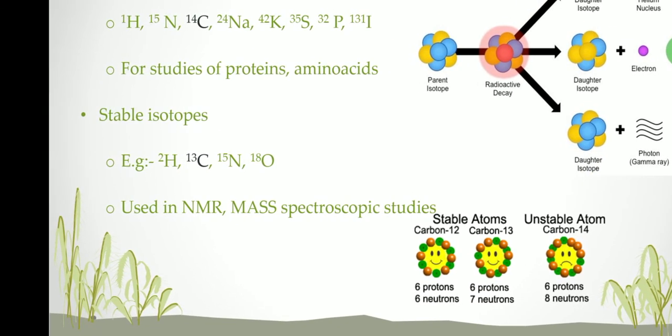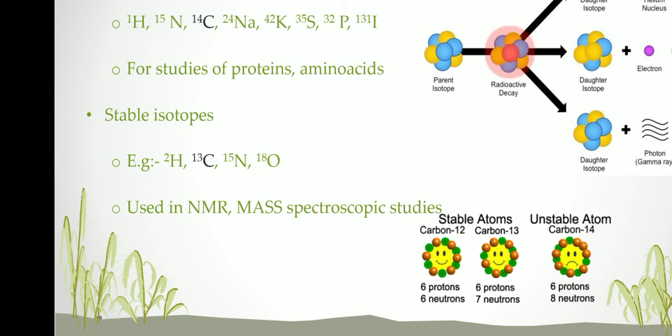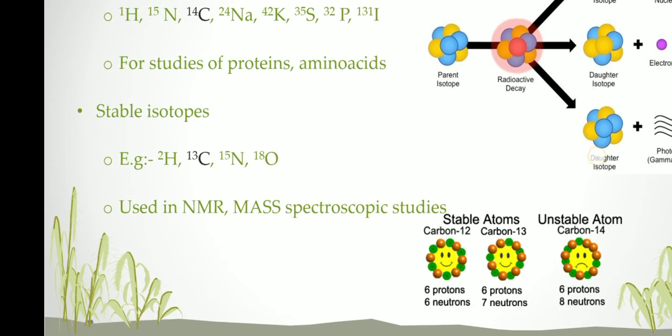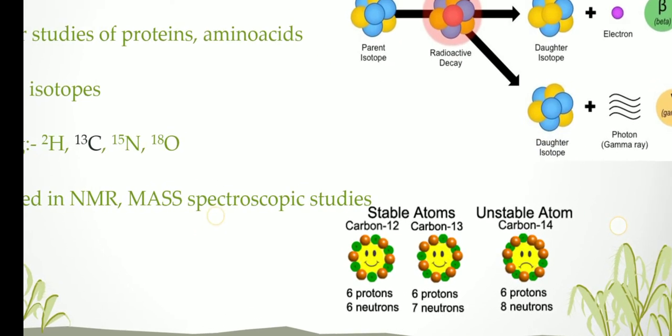And next one are stable isotopes. Stable isotopes are stable in nature and the examples are hydrogen 2, carbon 13, nitrogen 15, oxygen 18. They are usually used in NMR and mass spectroscopic studies. And these are examples of stable and unstable isotopes of carbon.